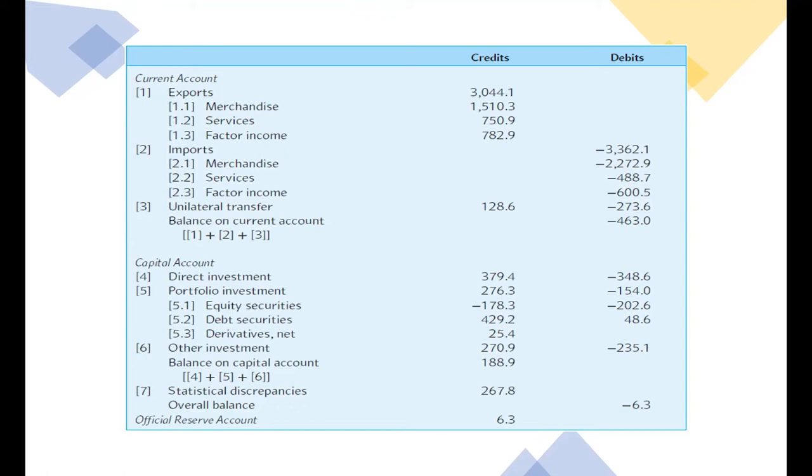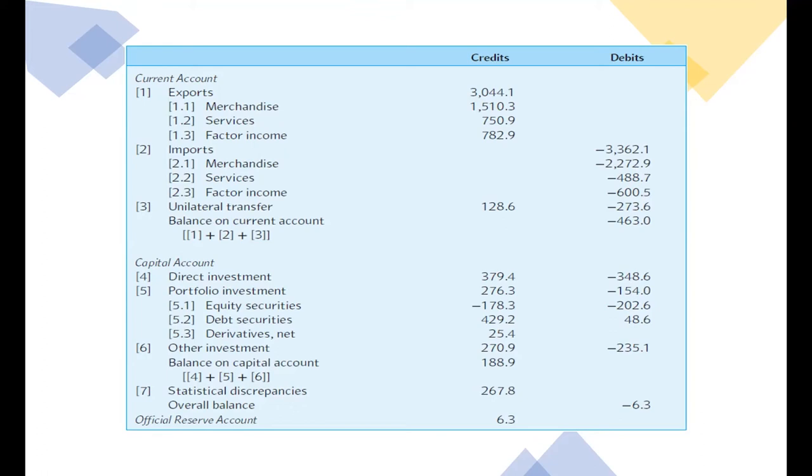Now, the capital account. Under the capital account, you also have sub-accounts. You would have direct investment. If it's foreign direct investment coming to the country, that's positive. If it's direct investment flowing out from the country to a foreign country, that would be recorded as a negative, as a debit. Then portfolio investment, sub-account five, let's say: equity securities, debt securities, derivatives, etc. These are different portfolios where you take shares in a company, for example.